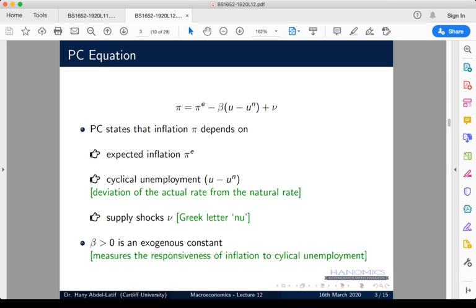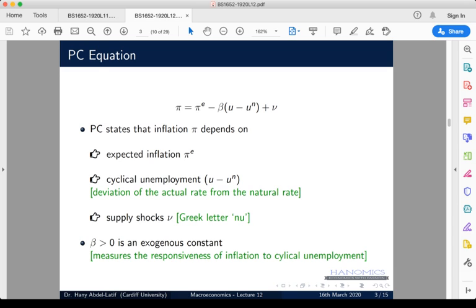So bringing expectations into the picture will show us what that means for the Phillips curve. In this equation, as I said, this is the destination, and in a few seconds I'll show you how to get to it, how to derive this equation using what we learned about the short-run aggregate supply curve.